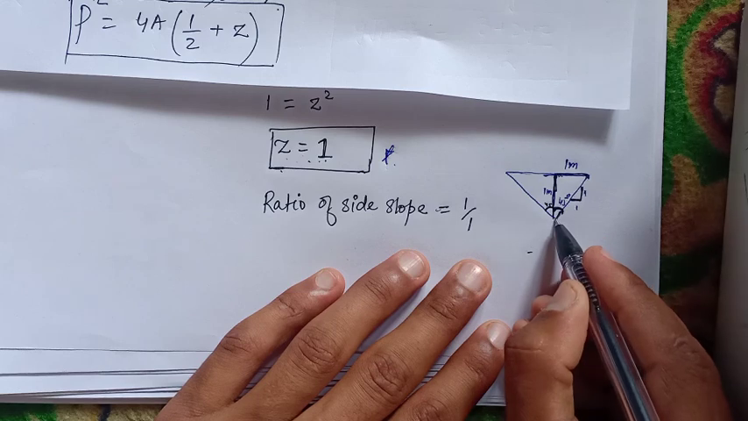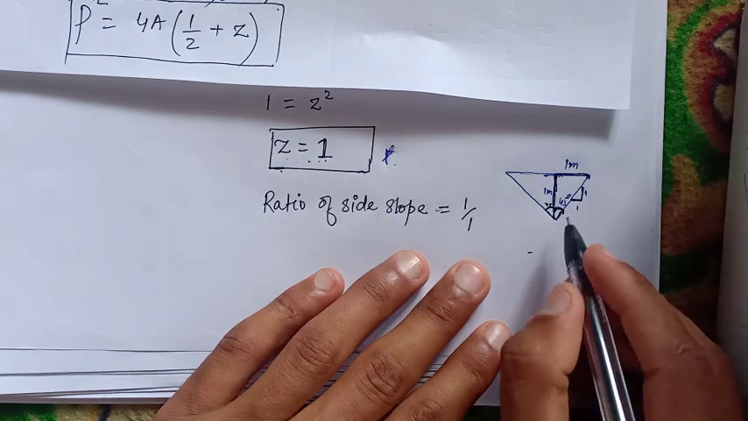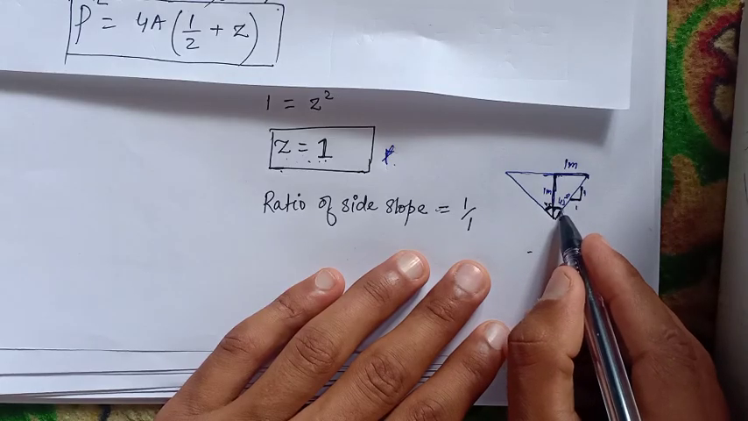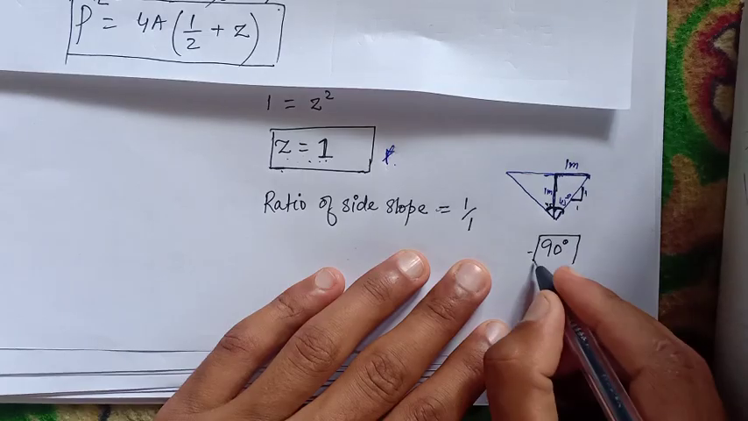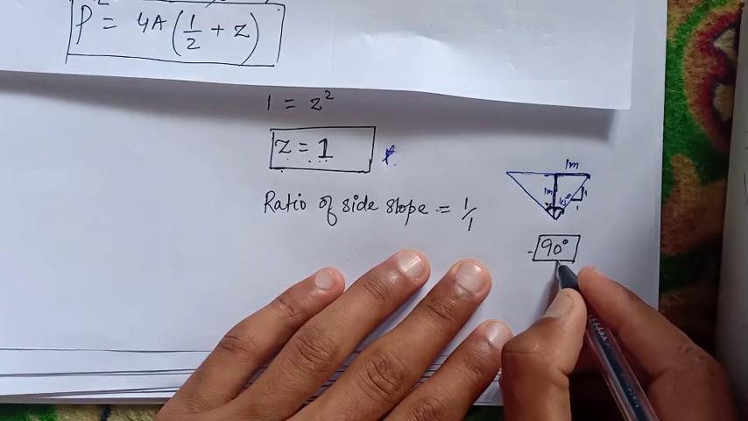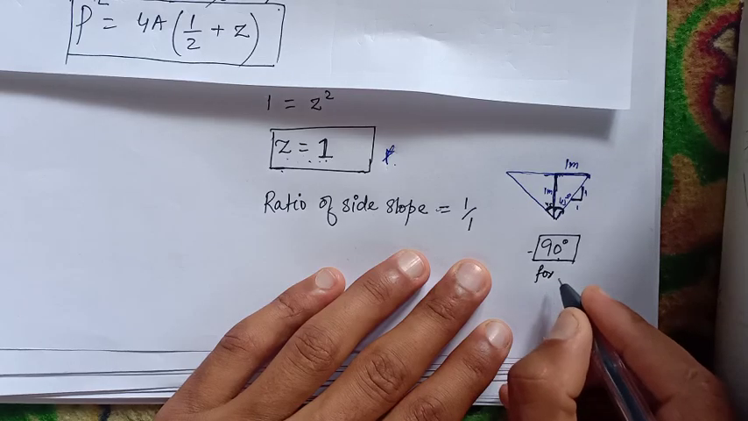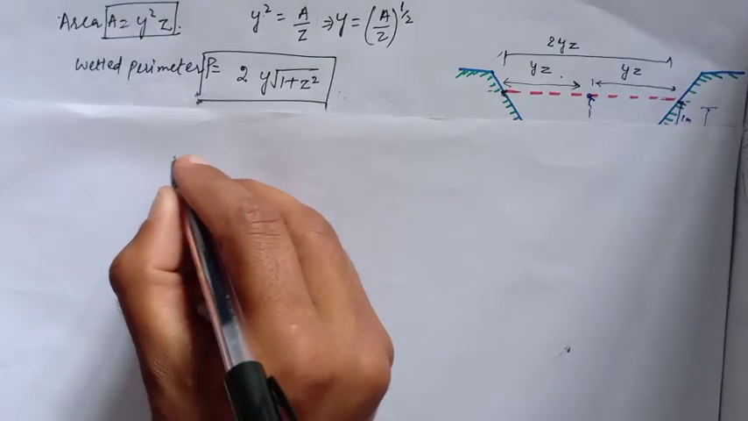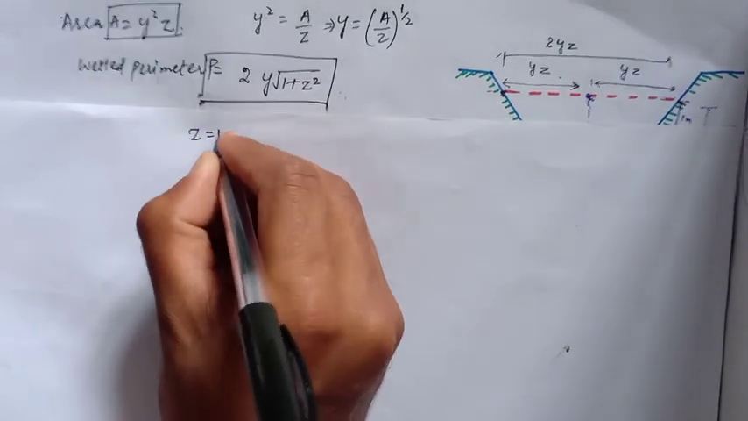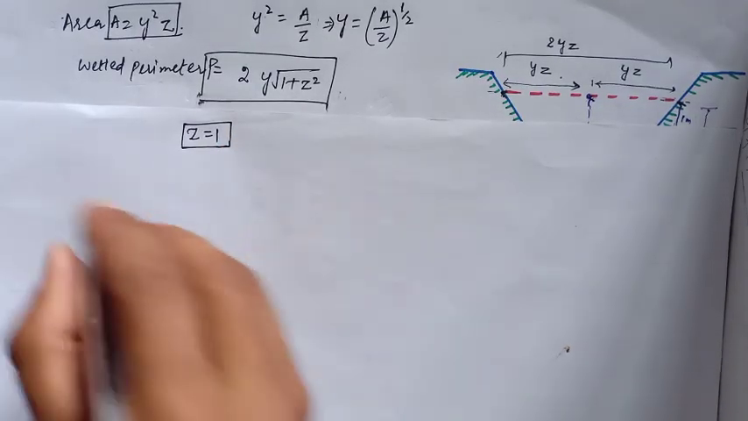So z equal to 1 predicts that the total vertex angle must be 90 degree. The vertex angle of a triangular section must be 90 degree for the triangular section to be most economical. So the first condition is z must be equal to 1 for a triangular section to be most economical.